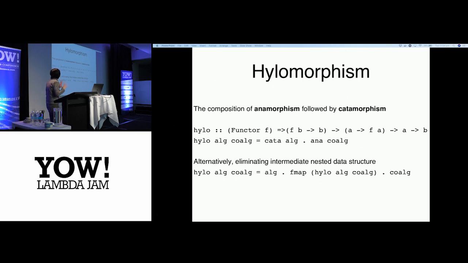Yeah, again, it's just a fancy name. Okay, the idea is very straightforward. It's just the composition of anamorphism followed by catamorphism. What does it mean? For analogy, you can imagine that I have a robot, let's say a Transformer. I want to unfold it to a piece of paper and then fold it into another robot, let's say a Gundam. Okay, that's what hylomorphism is about.